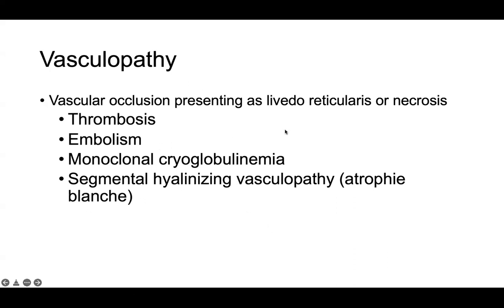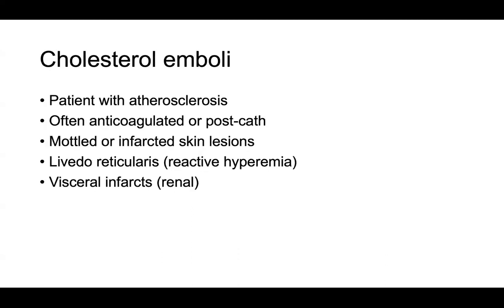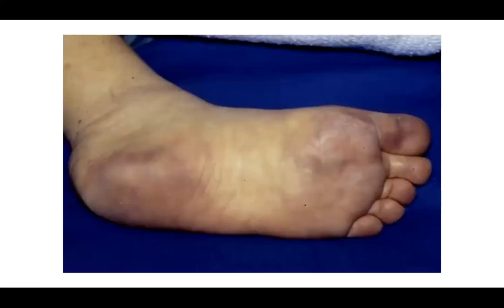Other entities such as segmental hyalinizing vasculopathy or atrophie blanche will present as lower leg scarring plaques over time, but in the initial phases, you can see acute thrombosis and vasculopathy. So let's talk about cholesterol emboli. Patients with atherosclerosis, it often happens in anticoagulated states or post-cath procedures. You'll see mottled or infarcted skin lesions. You can see livedo reticularis with reactive hyperemia, and visceral infarcts can occur in the renal tissue. So here you see an example clinically of cholesterol emboli. Patients got a break off of the cholesterol deposits that spread down distally and cause local vasculopathy and ischemia.